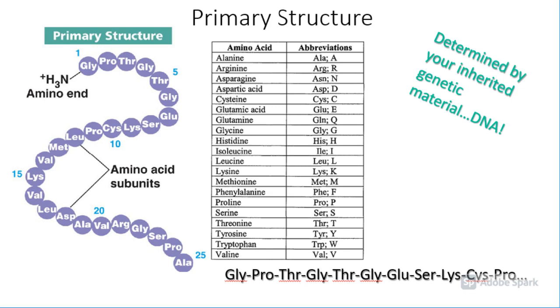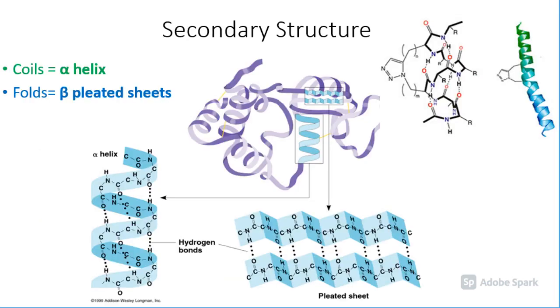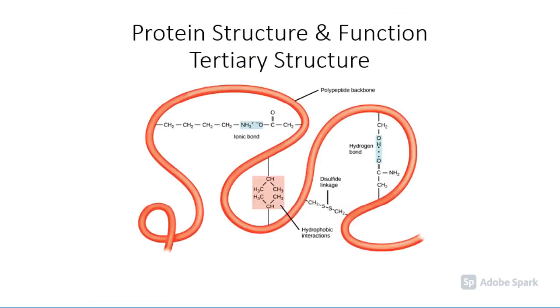Each of the 20 amino acids have their own abbreviations. The abbreviations are used to list the amino acid in the order they appear in the protein sequence. This is the primary structure. The secondary structure includes the folds and coils that proteins can have. These are known as alpha helices and beta pleats. These occur because of the hydrogen bonding that happens between the backbone of the amino acids.